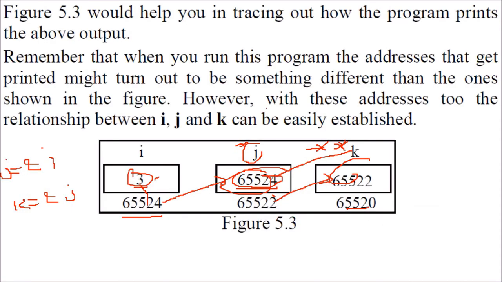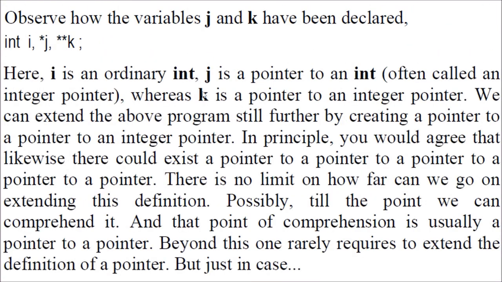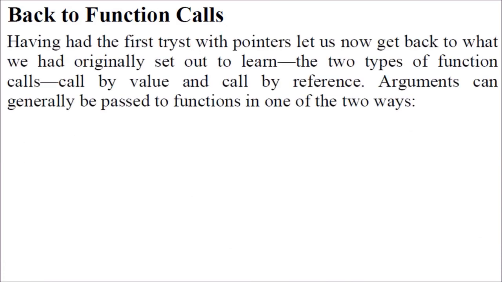I hope you got the idea. These are all the indirections. So this is how this program goes. Call by value, call by reference. So there are two ways. With the help of pointers, there are two ways by which you can pass the value to a function.